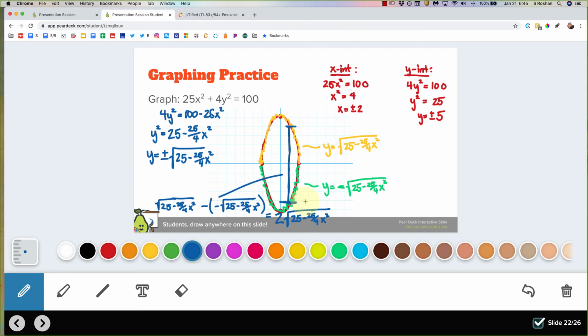But I just wanted to show you that we just have to be able to graph it very simply by finding the x and the y intercept. And then when you solve it for y, don't forget about the plus and minus, because we need to do top curve minus bottom curve. And that's why, if we're looking for the whole length, we're going to get 2 root whatever.